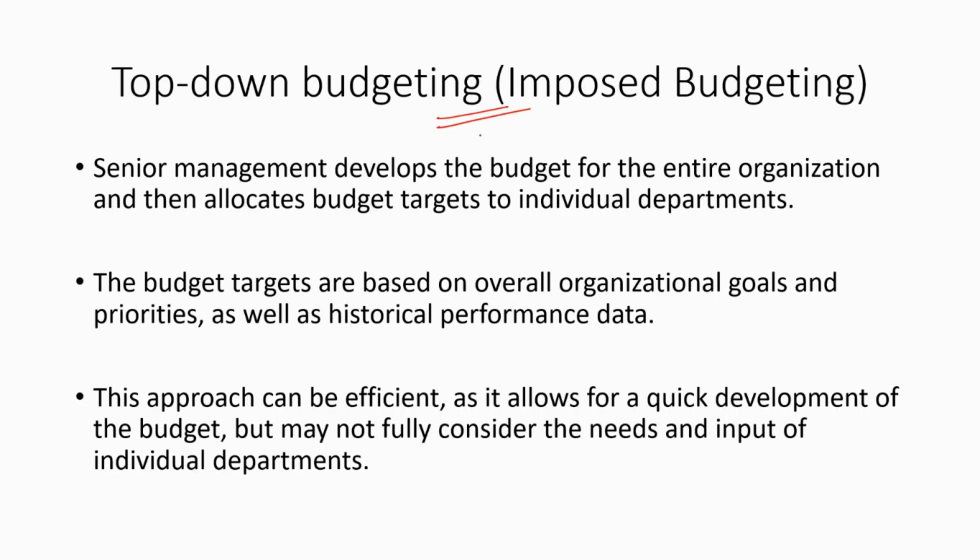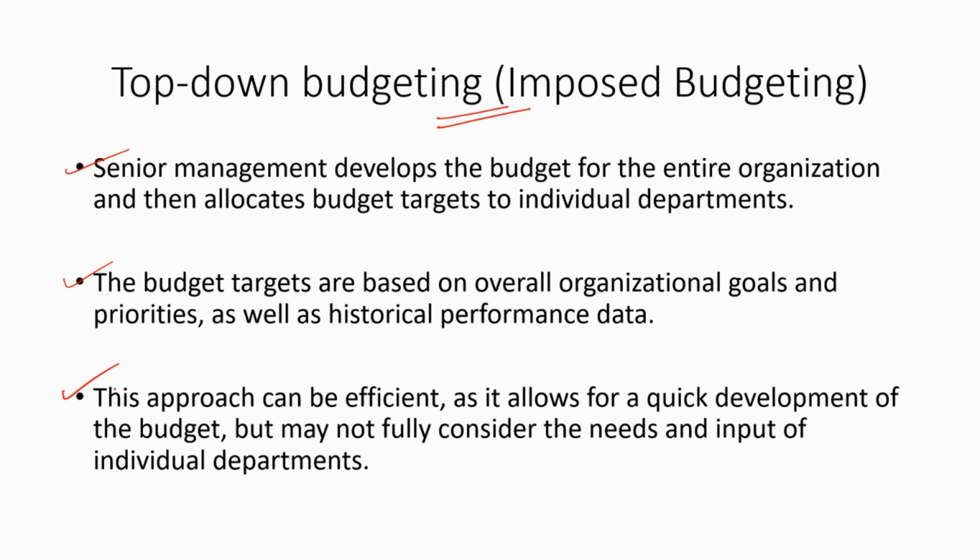Top-down budgeting, which is also known as imposed budgeting. Senior management develops the budget for the entire organization and then allocates budget targets to individual departments. The budget targets are based on overall organizational goals and priorities as well as historical performance data. This approach can be efficient as it allows for quick development of the budget, but may not fully consider the needs and output of individual departments.